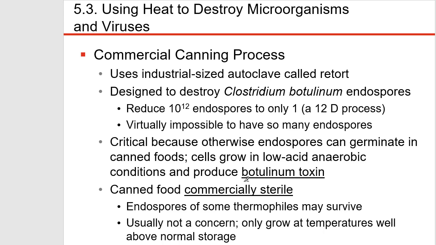This is very, very critical because endospores can germinate in canned foods. Cells grow in low oxygen, anaerobic conditions, and produce botulinum toxin. So any of you who have seen canned goods, if they are dented, the thought was always, please don't ever buy a dented can, because if the can is dented, it can cause those endospores to start germinating, and then it could tear your stomach all to pieces as well as your system, and you could die from it. So they always say, please, please, please don't buy dented canned food. But that was back in the day. They've gotten a lot better now, but some people still will not pick up a dented can.